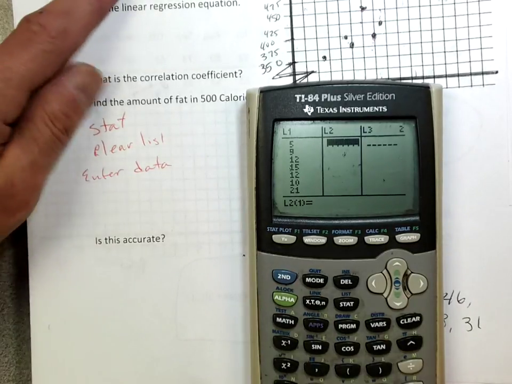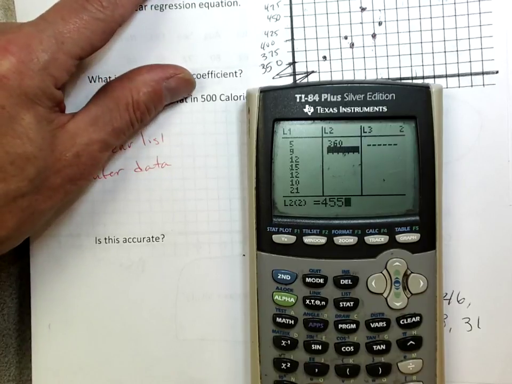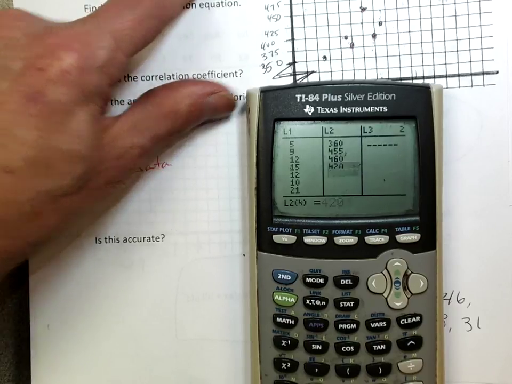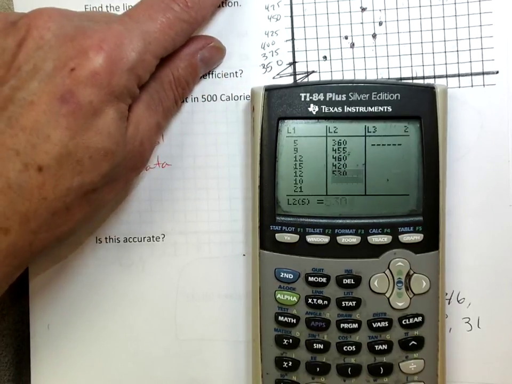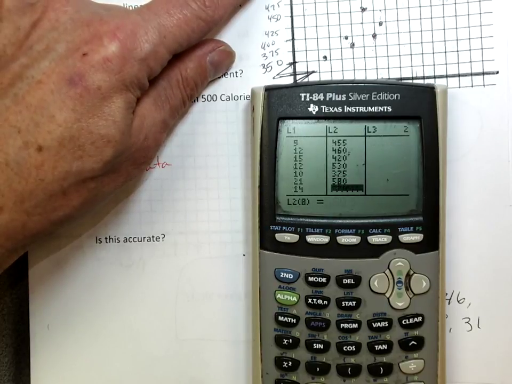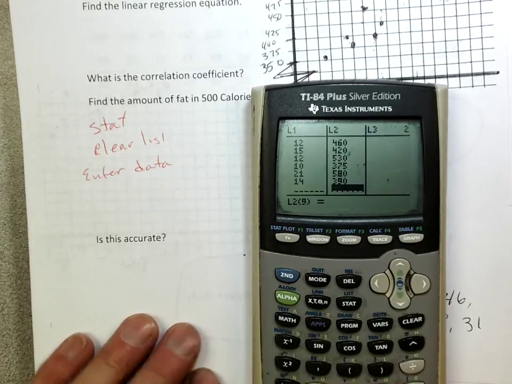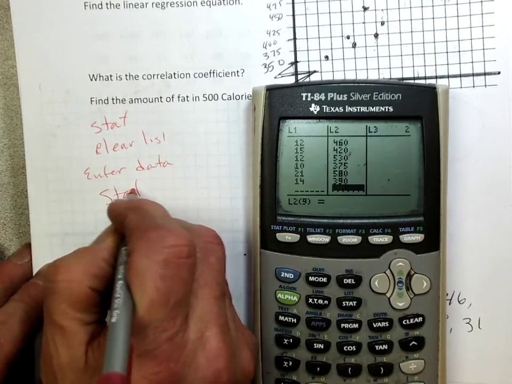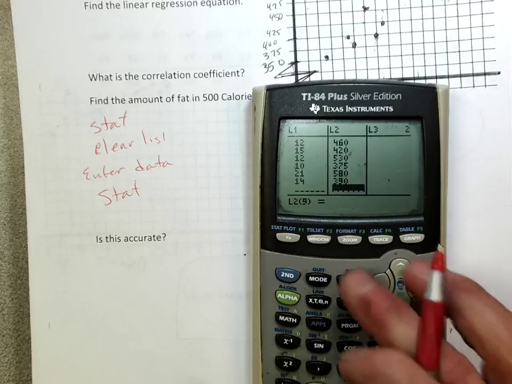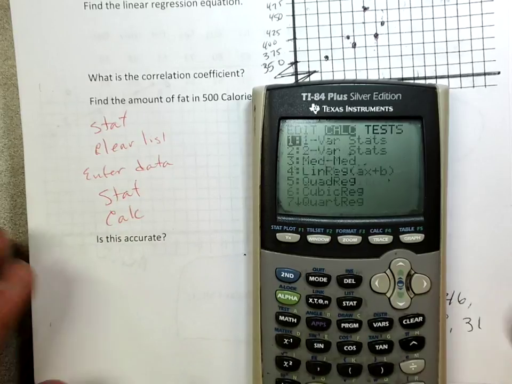List 2, I'll go 360, 455, 460, 420, 530, 375, 580, 390. Okay? Now, I'm going to hit stat again because what I need is an answer. I need to calculate an answer, right? So I hit stat and I need to calculate.